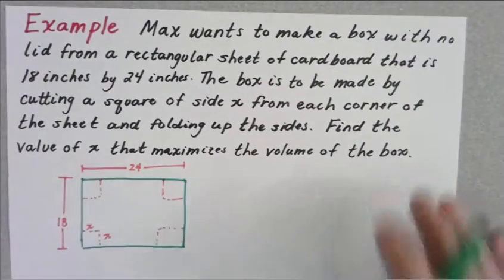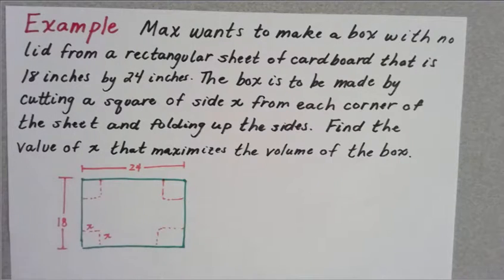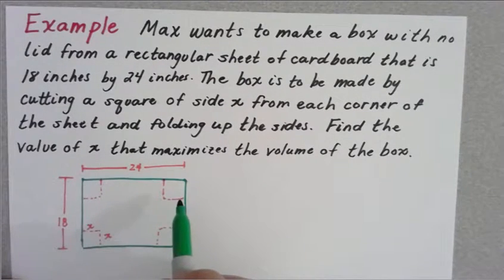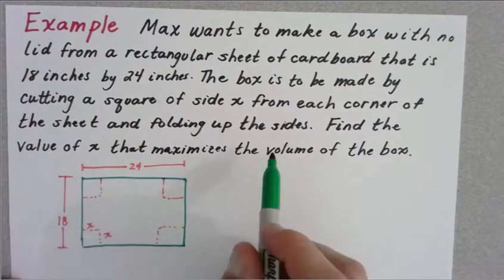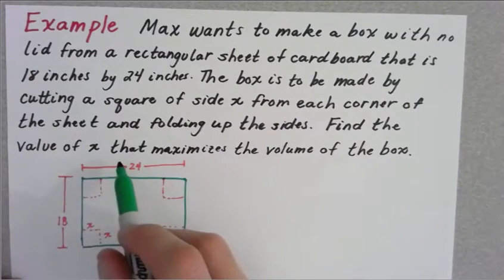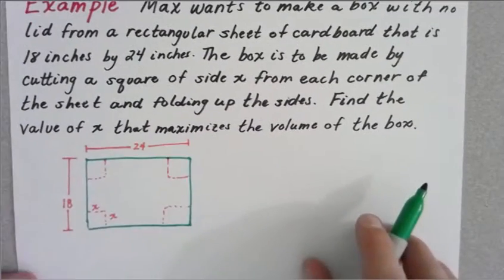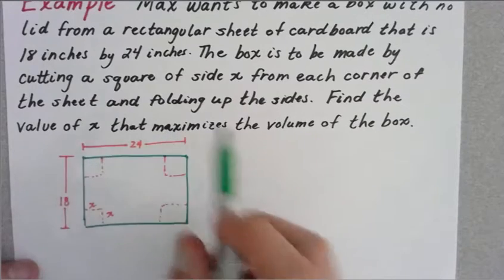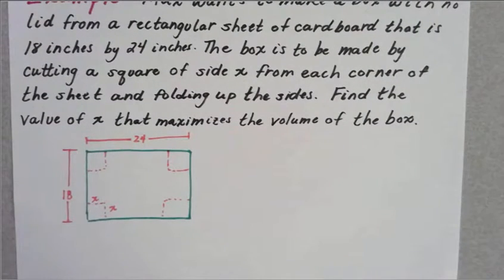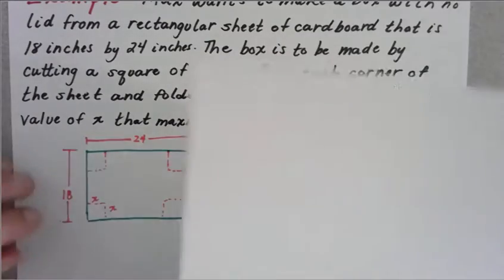Our last example, nice little drawing. Max wants to make a box with no lid from a rectangular sheet of cardboard that is 18 by 24, cutting out a square with side x from each corner of the sheet and folding up the sides. Find the value of x that maximizes the volume. So we need the derivative, and since we want a maximum, we want to think about where the second derivative is negative. So let's go ahead and start this example.